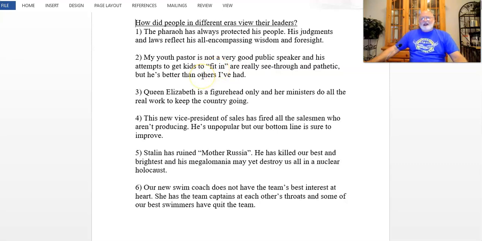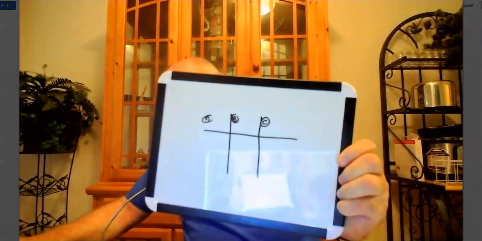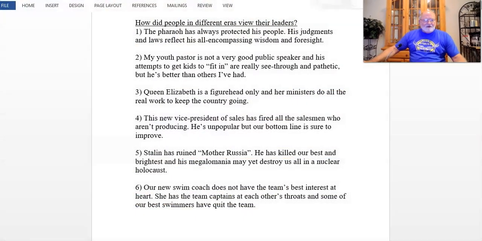How did people in different eras view their leaders? So go ahead and write that on your paper. How did people in different eras view their leaders? And then what I want you to do is number your paper 1 through 6 without skipping lines, and then underneath that, draw a DBQ chart. And make the DBQ chart big enough, remember how to do this, make it big enough that you can write in it.